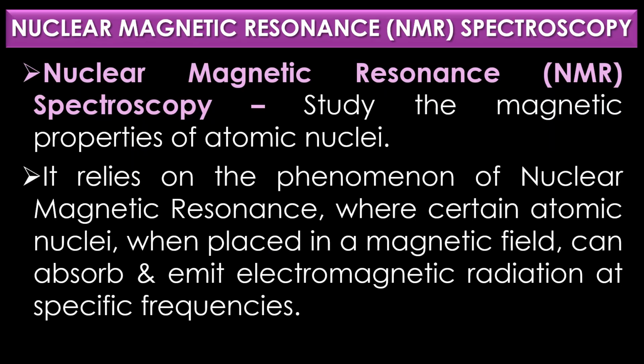Nuclear magnetic resonance spectroscopy or NMR spectroscopy. Nuclear magnetic resonance spectroscopy is a technique used to study the magnetic properties of atomic nuclei. This NMR spectroscopy relies on the phenomenon of nuclear magnetic resonance, where certain atomic nuclei, when placed in a magnetic field, can absorb and emit electromagnetic radiations at specific frequencies.